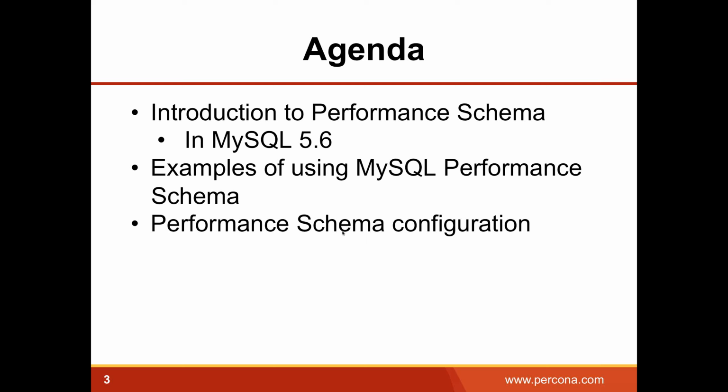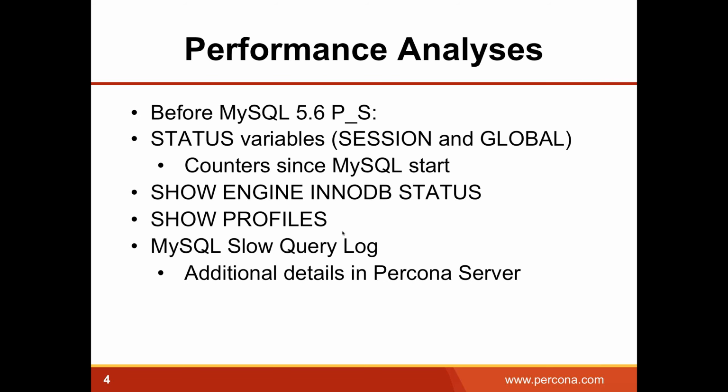So here's a couple of slides about general performance analysis. What we did before MySQL 5.6 Performance Schema, we used status variables, which are session level and global level. With the status variables, we can get general information about how MySQL performs. There were a couple of issues with those status variables. First of all, they are counted since MySQL start, so if we need to get an incremental, we will need to calculate the difference. Also, those are per MySQL instance, so there was no breakdown per user, per schema, per database, and stuff like that.